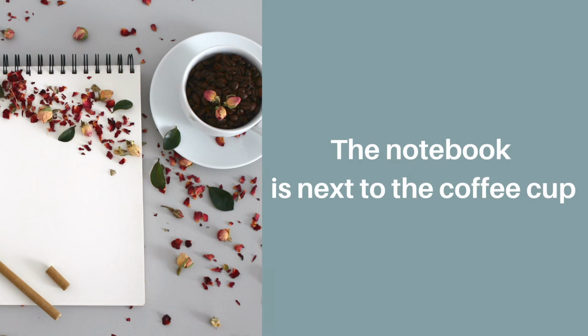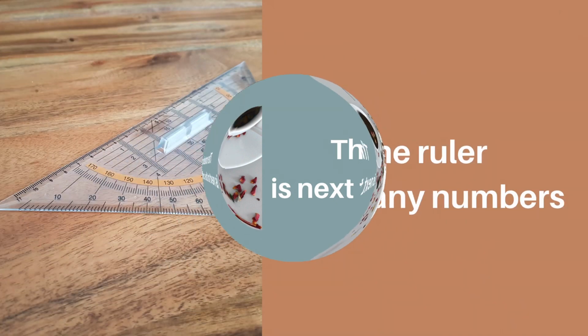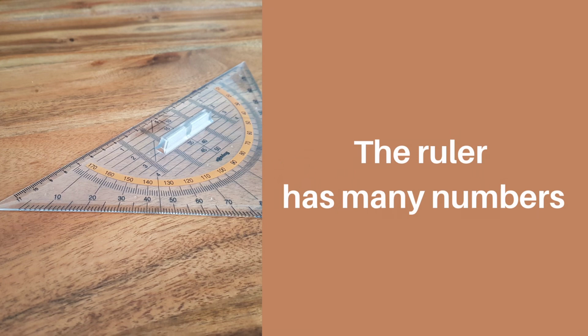Let's have an example. The notebook is next to the coffee cup. Repeat, the notebook is next to the coffee cup. Let's have another. The ruler has many numbers. Repeat, the ruler has many numbers.